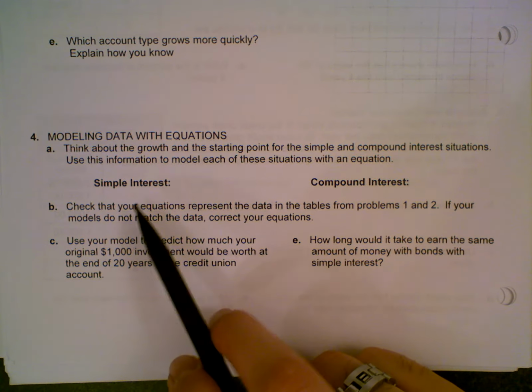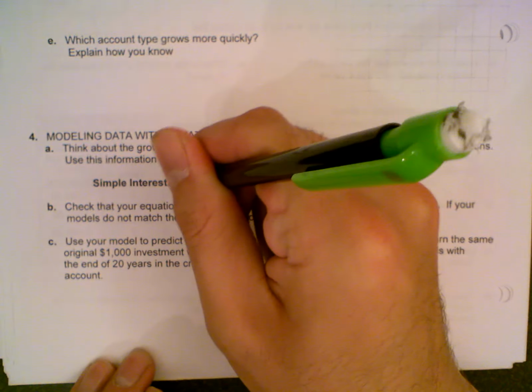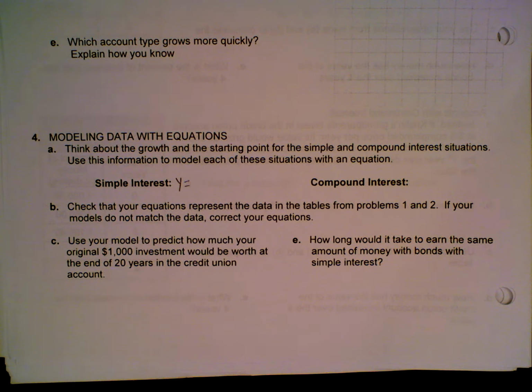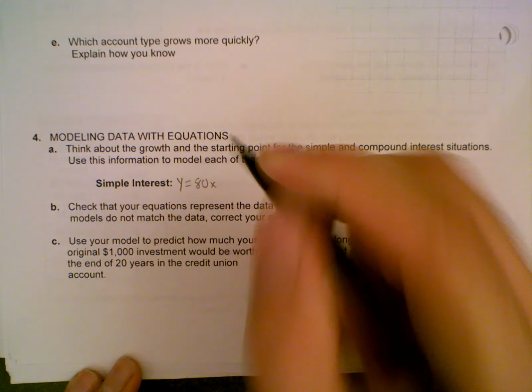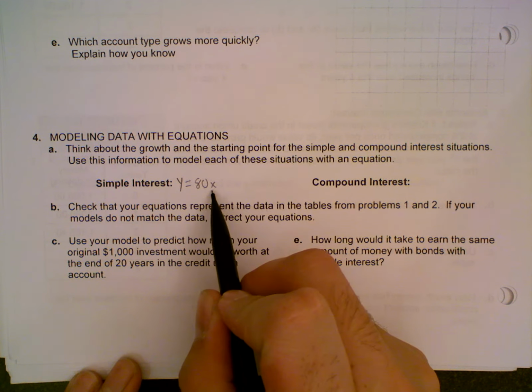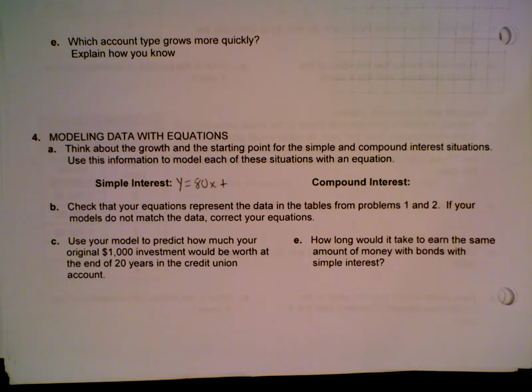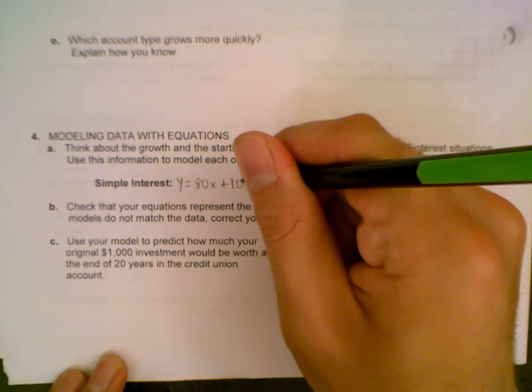So for my simple interest equation, it's going to be y equals, and it's growing by $80 each time, so it'd be 80x because this is my growth rate. 80x plus my initial amount of money that the account started with, and it started with $1,000.